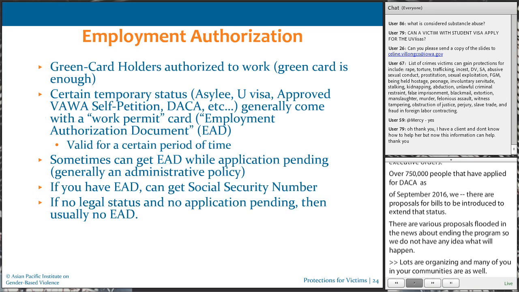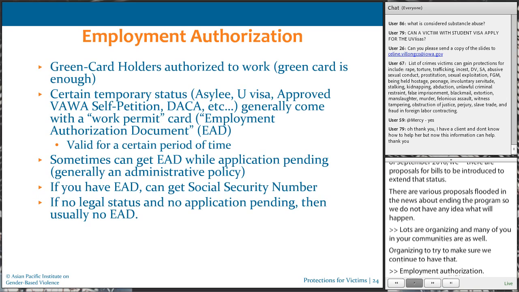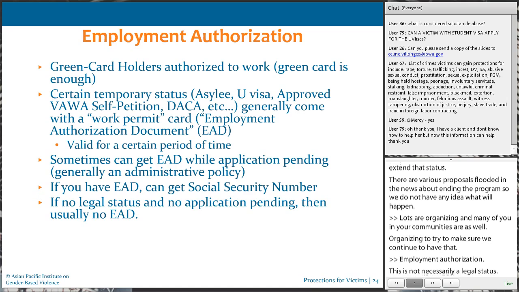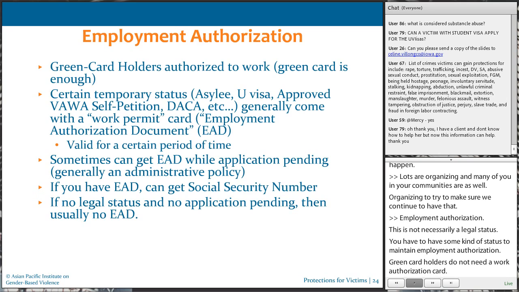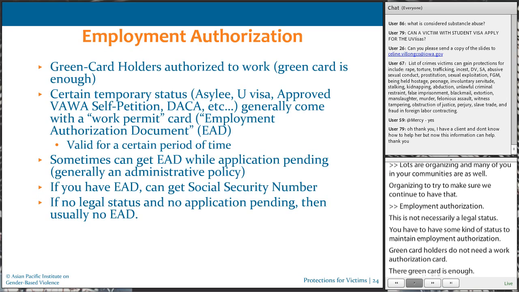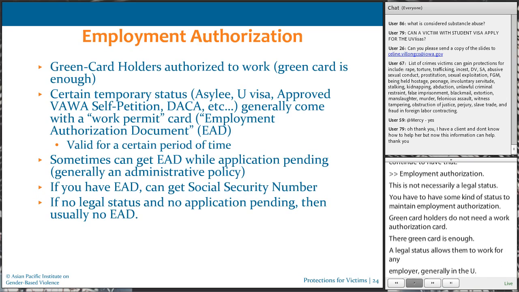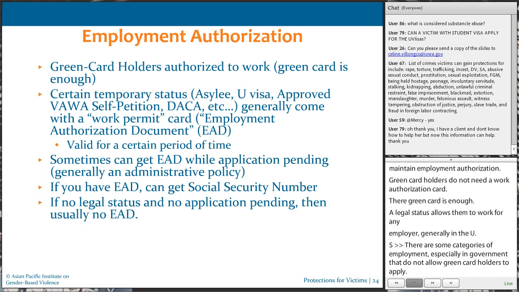Okay, employment authorization. This is not necessarily a legal status per se, but you have to have some kind of status in order to obtain employment authorization. Green card holders, or LPRs, do not need a work authorization card. Their green card is enough. Their legal status allows them to work for any employer generally in the United States, and they can't apply for president, of course. There are some categories of employment, especially in government, that don't allow green card holders to apply. But generally, there's no time limit on how long green card holders can keep a job.